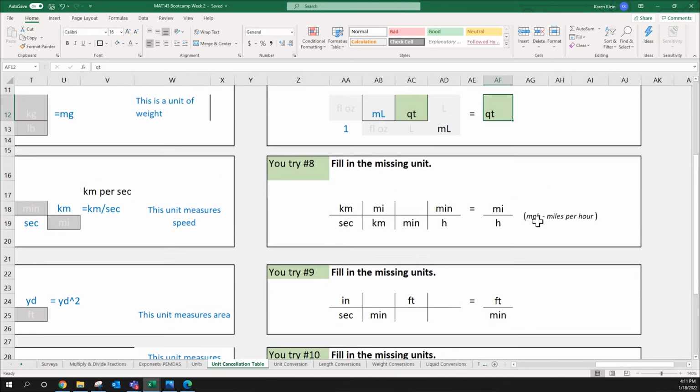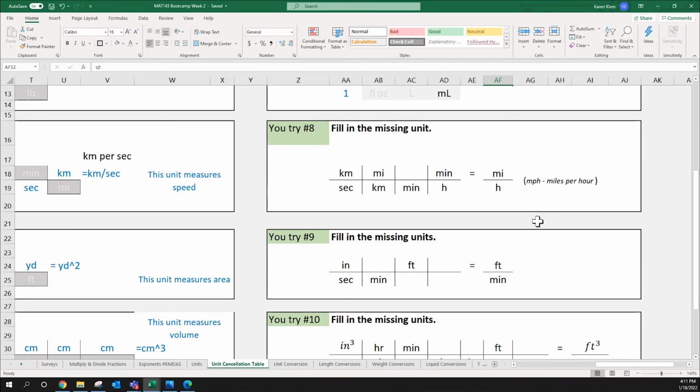All right, let's move down to number 8, finding the missing unit. So when you get the answer to number 8, write it in the chat, please. Type it in the chat. Yes, indeed. It is second. Very good. All right, let's look at number 9.